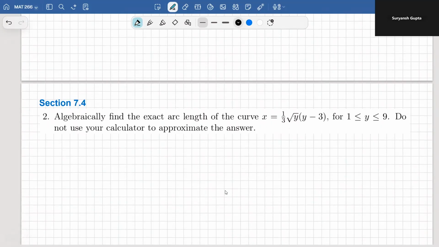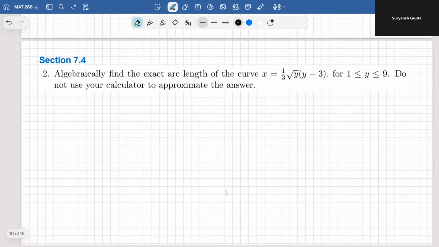Now we can move on to the next question, which is to find the exact arc length of the curve x equal to 1 by 3 times root y times y minus 3 for 1 less than or equal to y less than or equal to 9.